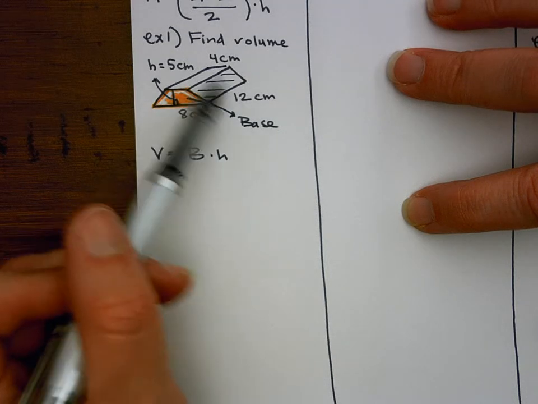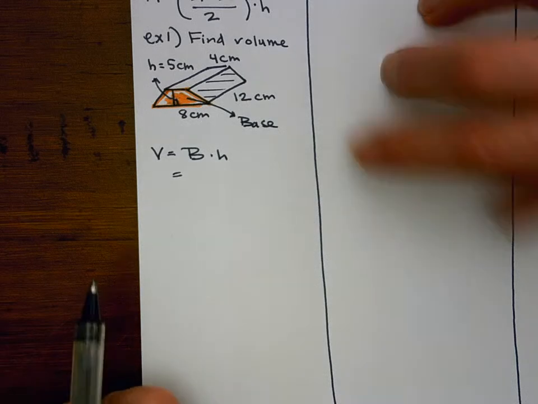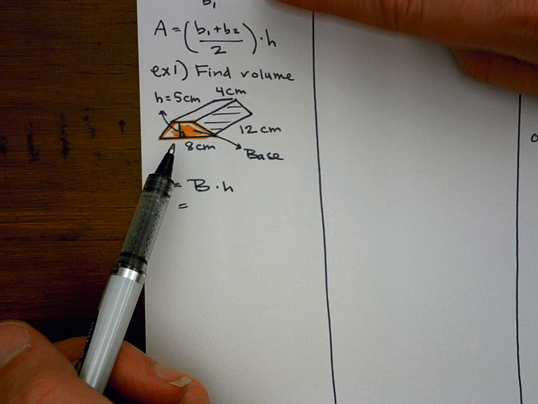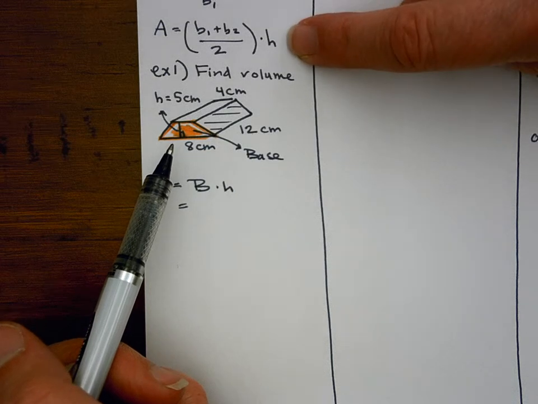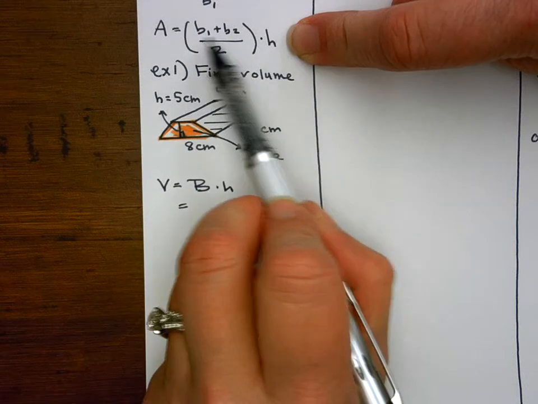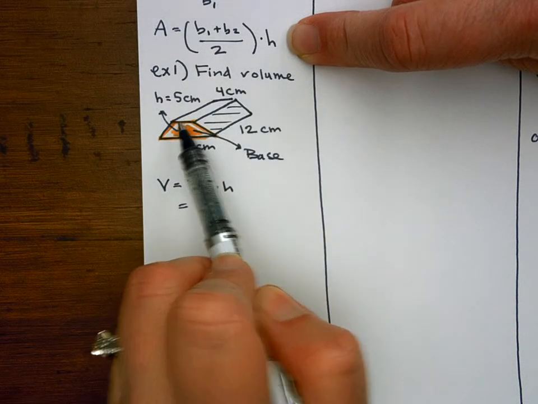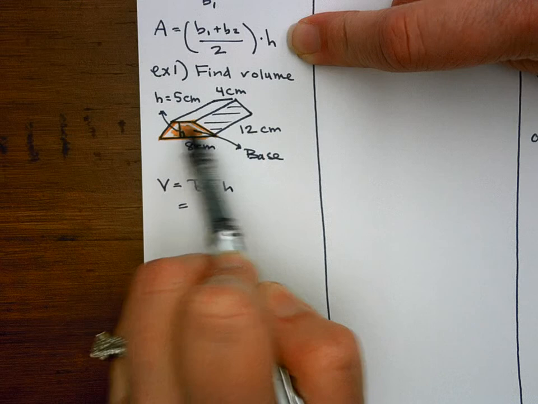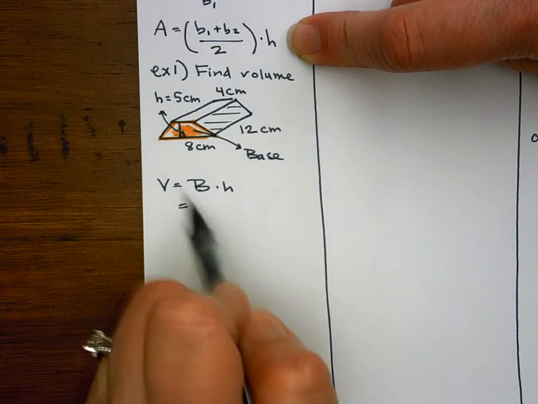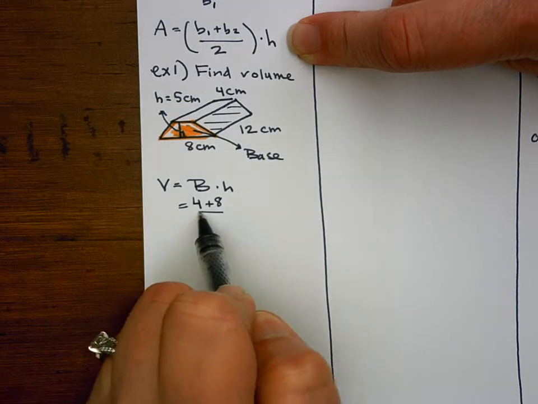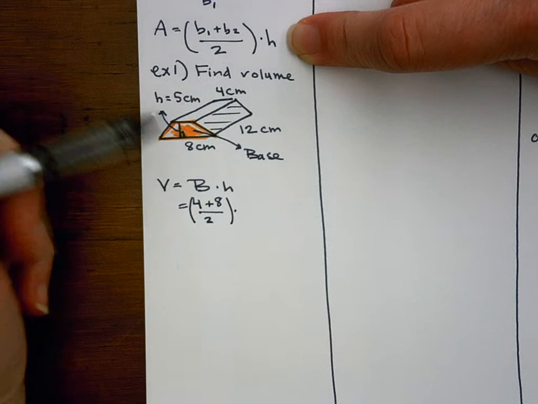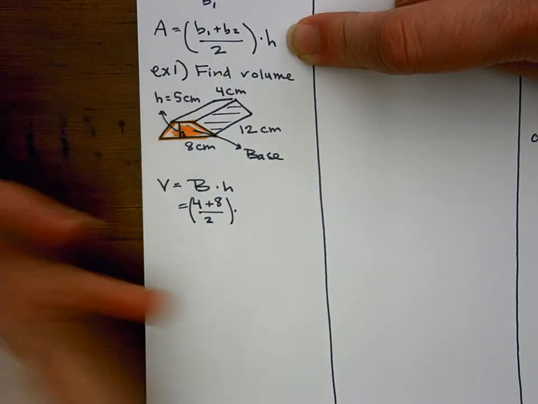These are my faces. And so the area of this is a trapezoid, so I'm going to be using this formula right here, right? So for a trapezoid, I want to find the area of the base, I'm going to find B. In order to do that, I need to average the bases, so I know that if this is 4 centimeters, this has to be 4 centimeters, right? So if this is 4, that's 4. And then this is 8. So I'm going to take 4 plus 8 divided by 2. And then times the height of the trapezoid, which is 5.